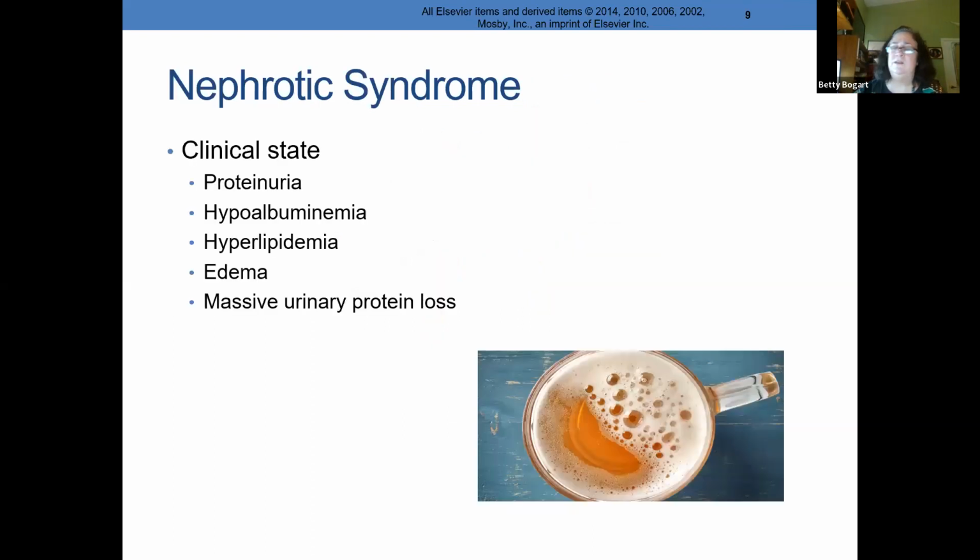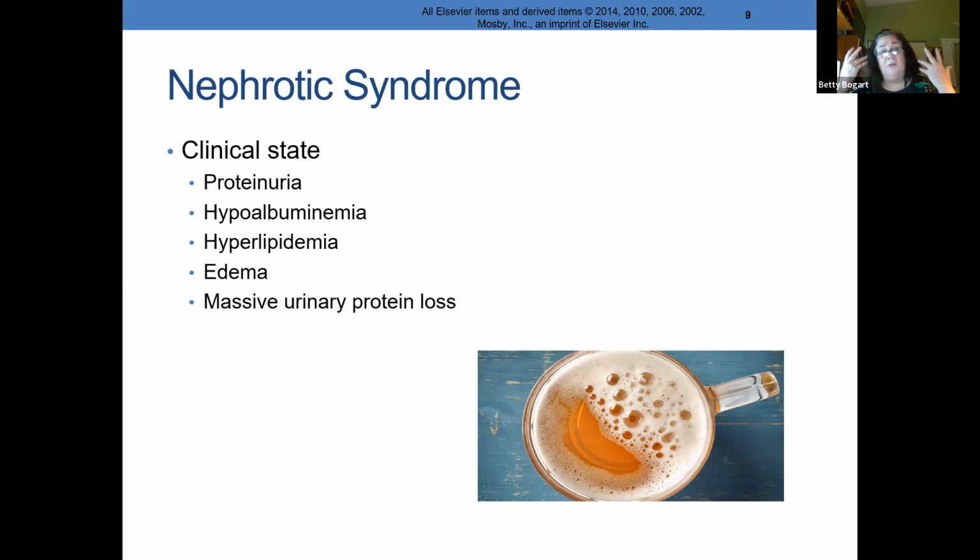Now, nephrotic syndrome has a lot of the properties of what you would say is a kidney problem, but it is not kidney failure. Let me say that again. It has nothing to do with kidney failure. It has to do with the body's inability to keep proteins in the body, and the urine just pours out protein. And where does protein normally live? Well, it lives in the albumin, the protein in the blood.